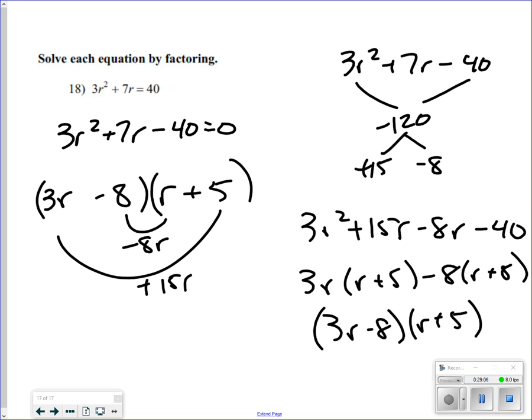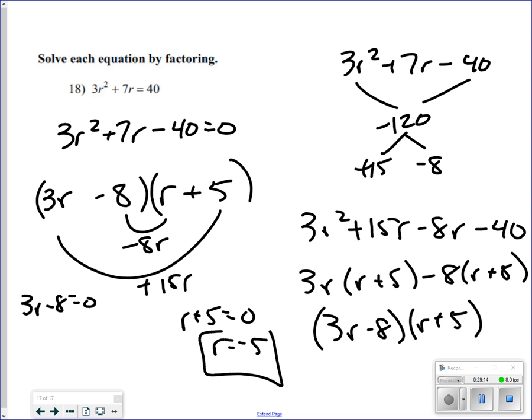Solving now. So set the parentheses equal to 0. So r would equal negative 5. And r would equal 8/3.